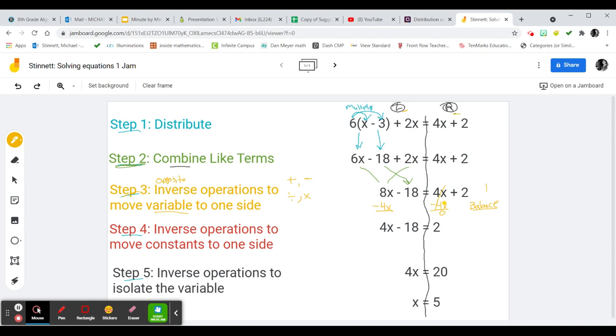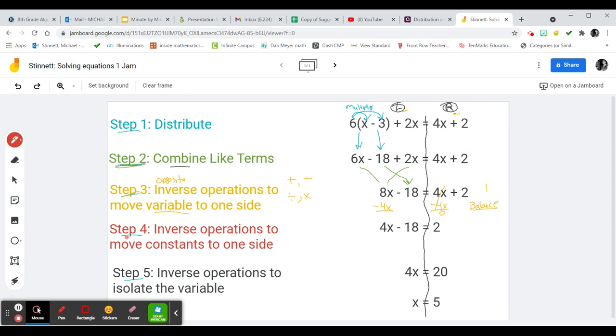So if I subtracted 4x from the right side, I have to subtract 4x from the left side. So now I have 8x minus 4x, which is just 4x, you see right here, okay? Now this negative 18, or minus 18, I didn't do anything with it. So I can just bring that straight down, and here it is right here, all right?